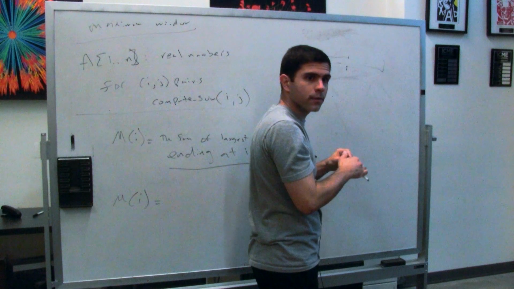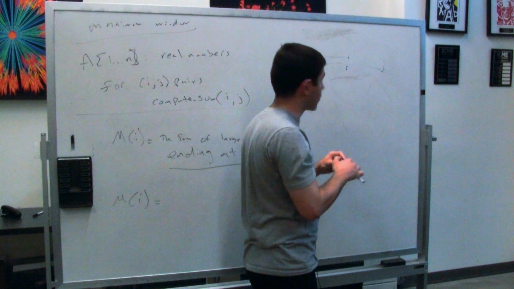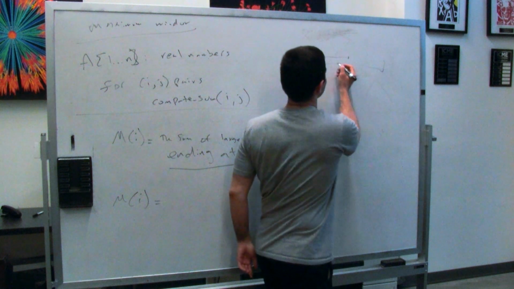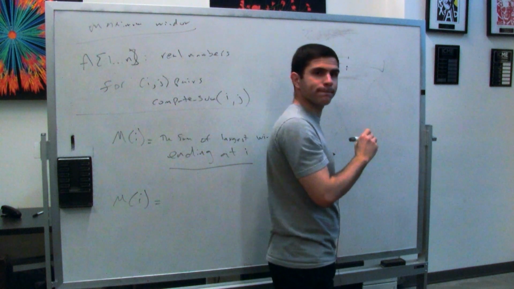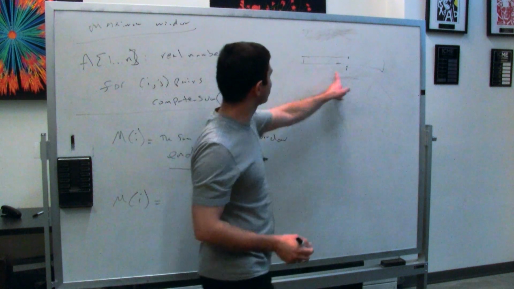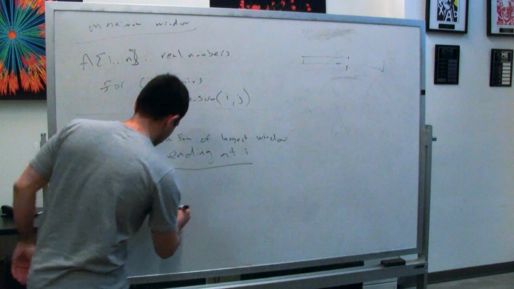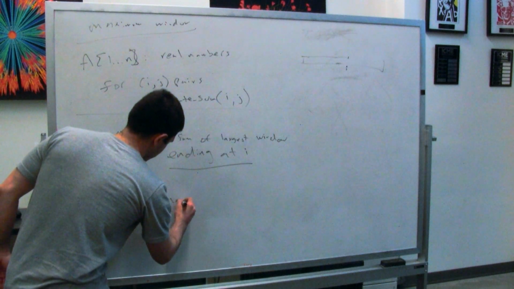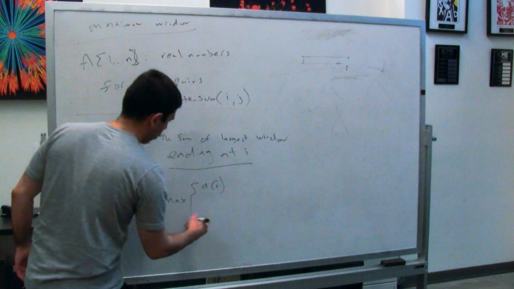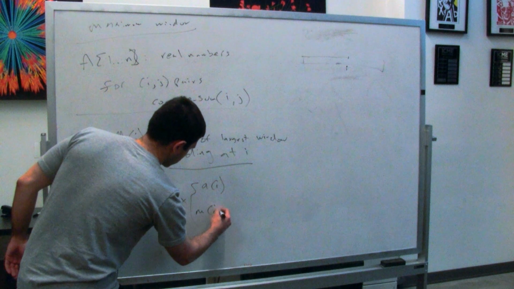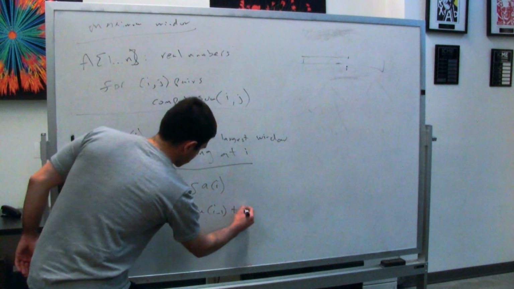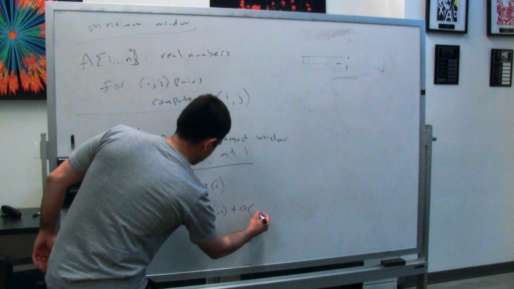And you use that element only if the previous one was negative. Not necessarily. Yes, you will only start a new window if it benefits you. So M of i is the maximum of starting a new window at i, which is A of i, or M of i minus 1 plus A of i.